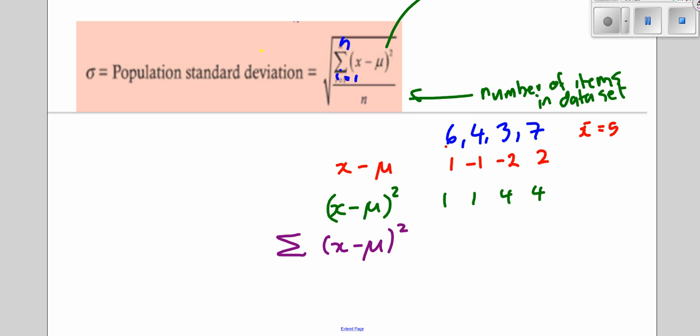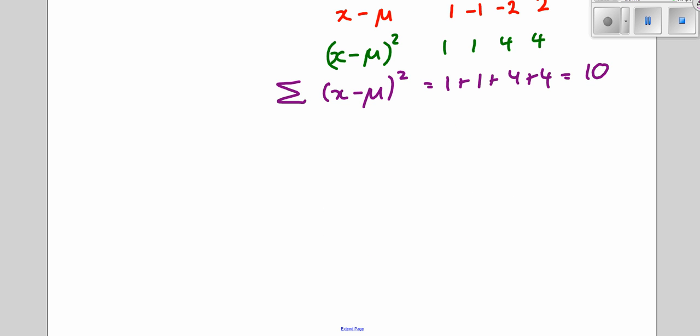So what does 1 plus 1 plus 4 plus 4 equal? 10. Good. So we've worked out the numerator in that fraction. What are we supposed to divide it by? 4. Yeah, 4. Why 4? Because that's the number of numbers in the set. Exactly, yeah, that's what n is.